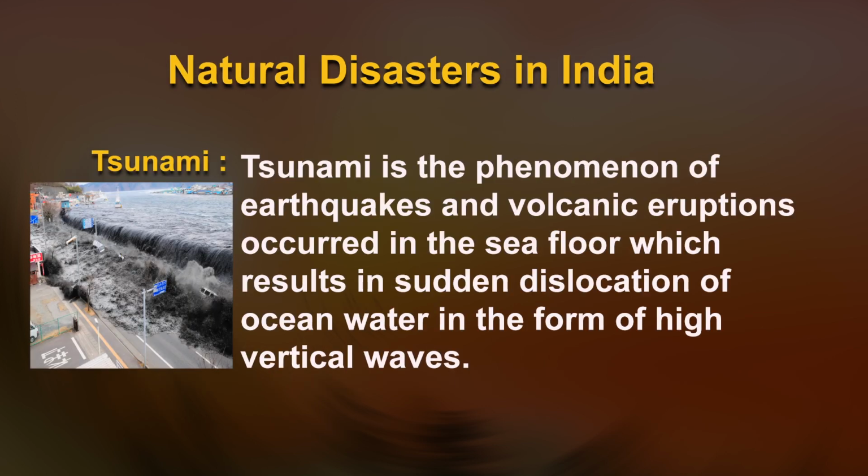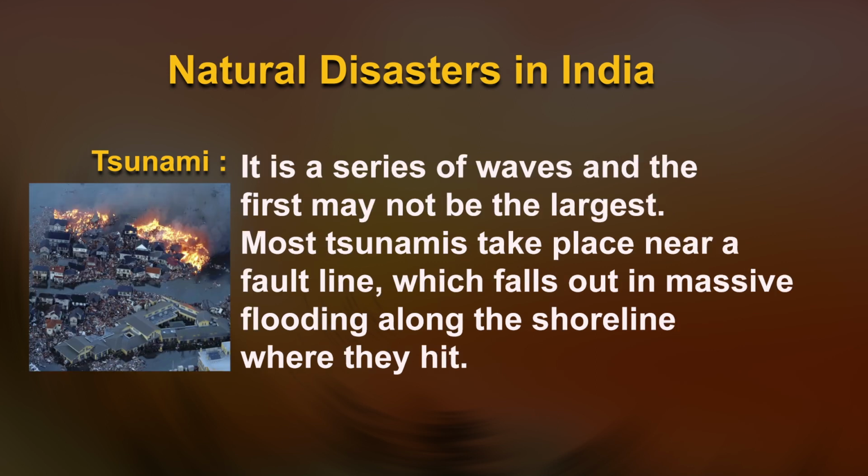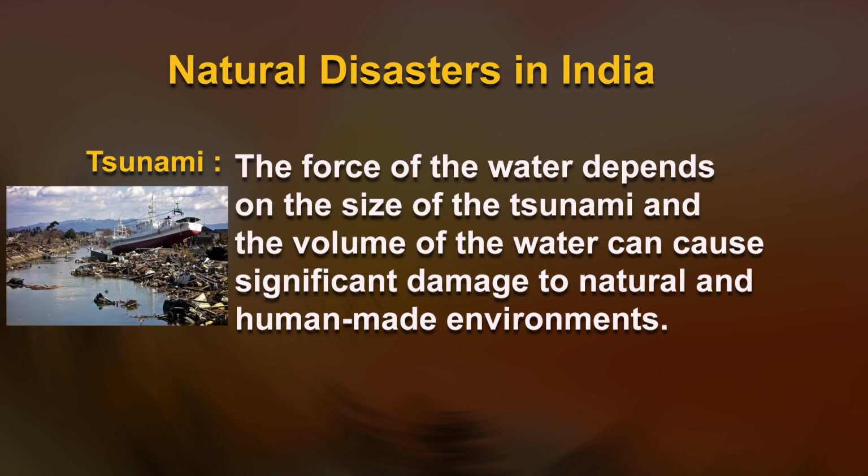What is a tsunami? A tsunami is the phenomenon of earthquakes and volcanic eruptions occurring on the sea floor, which results in sudden dislocation of the ocean water in the form of high vertical waves. It is a series of waves, and the first may not be the largest. Most tsunamis take place near a fault line, which results in massive flooding along the shoreline where they hit. The force of the water depends on the size of the tsunami, and the volume of the water can cause significant damage to natural and human-made environments.